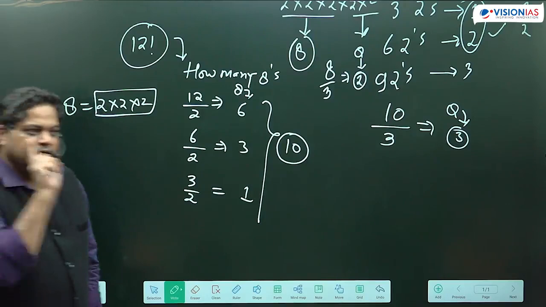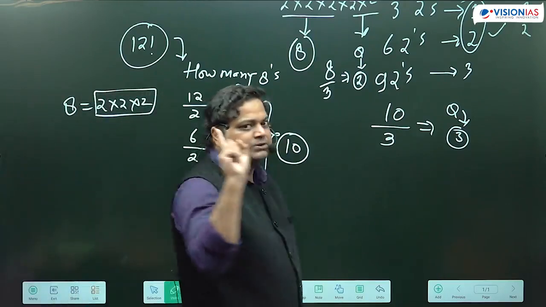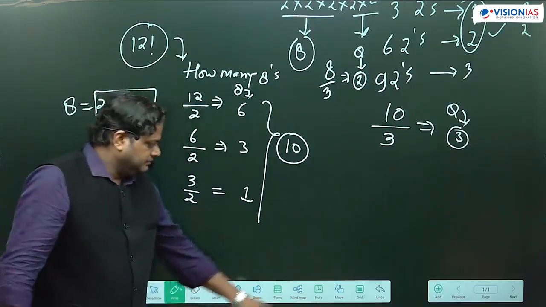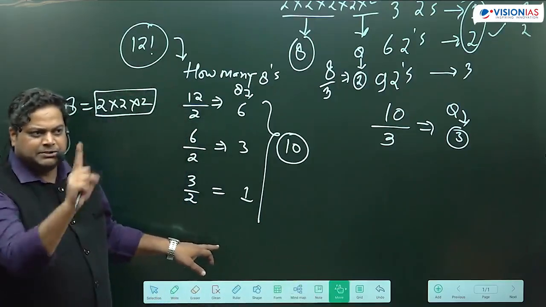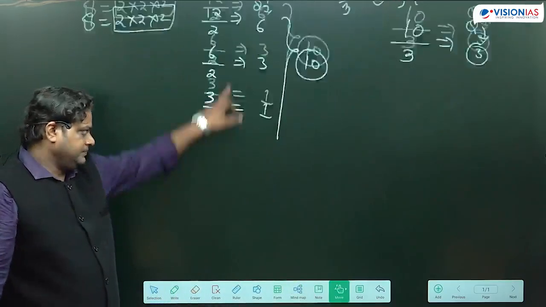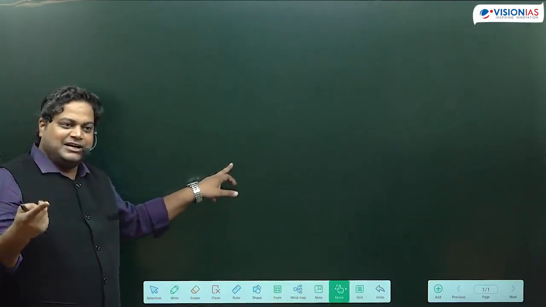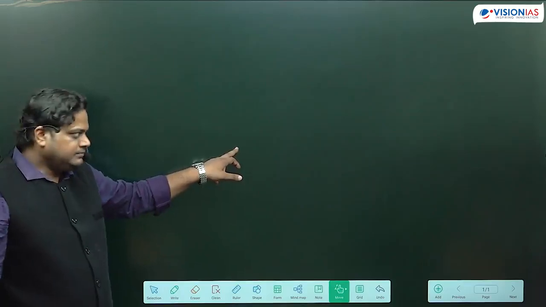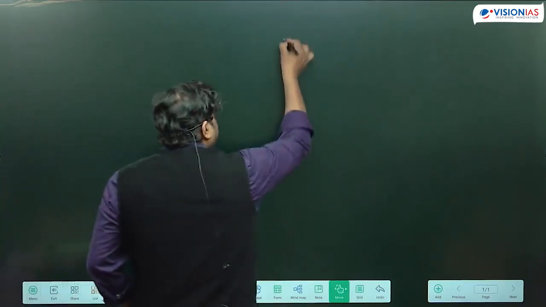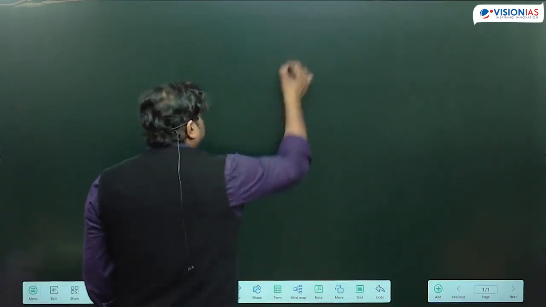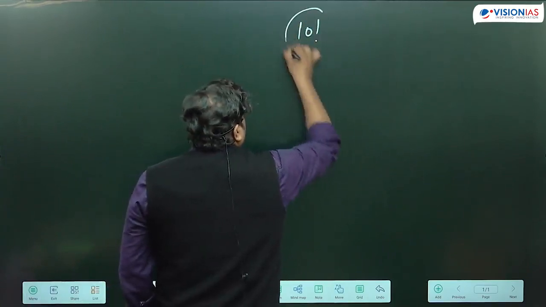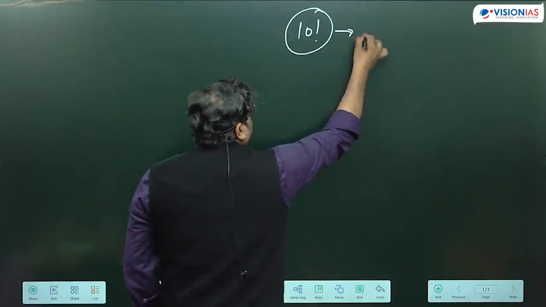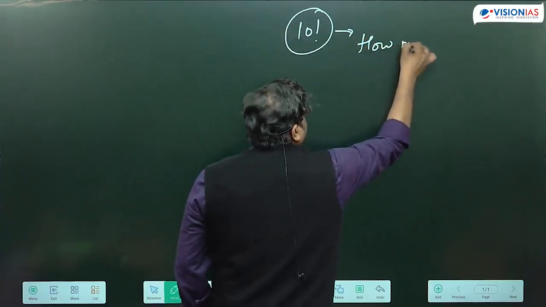For 4, for 8, and what about 6? 2 into 3, that means one pair of 2 and 3. So there we have to find both 2s and 3s, we need to find both. If I ask about 9, in 10 factorial how many 9s are there?